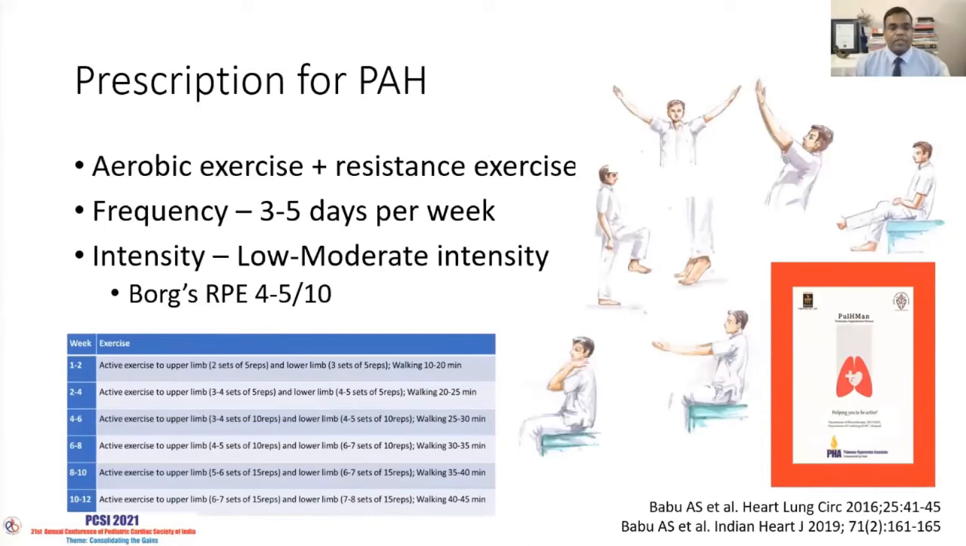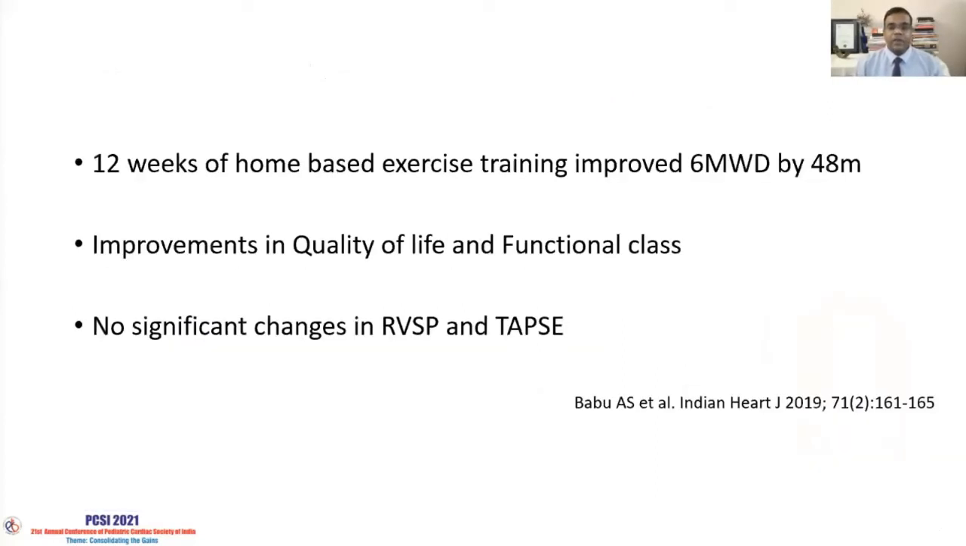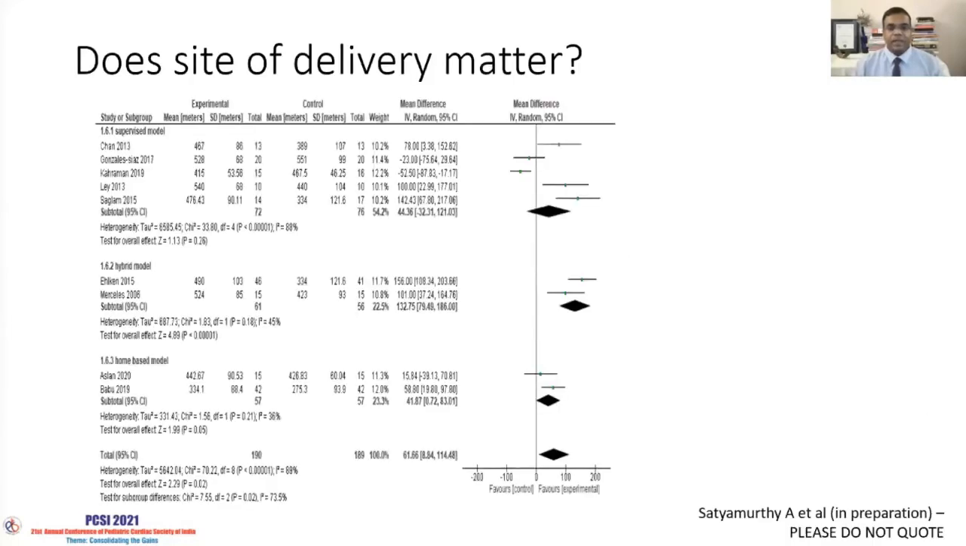All the exercises and walking were progressed every 2 weeks, and patients were also given a patient education manual known as the pulmonary hypertension manual. We tested these interventions through a randomized controlled trial on 84 patients for 12 weeks and found that at the end of 12 weeks, 6-minute walk distance improved by 48 meters in the groups receiving exercise training, along with improvements in quality of life and functional class, with no significant changes seen in right heart function.